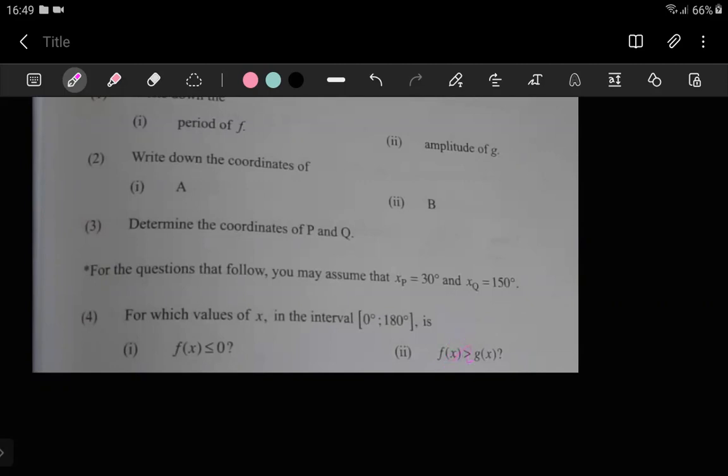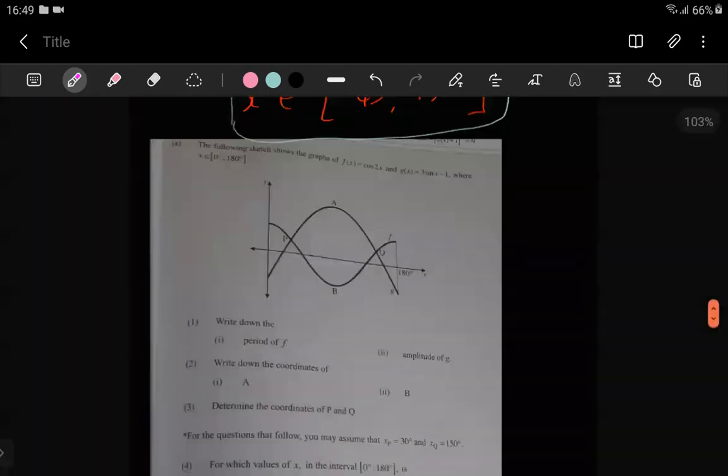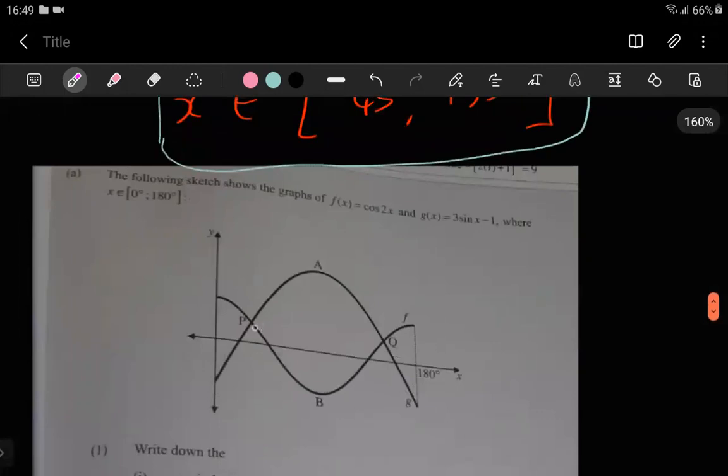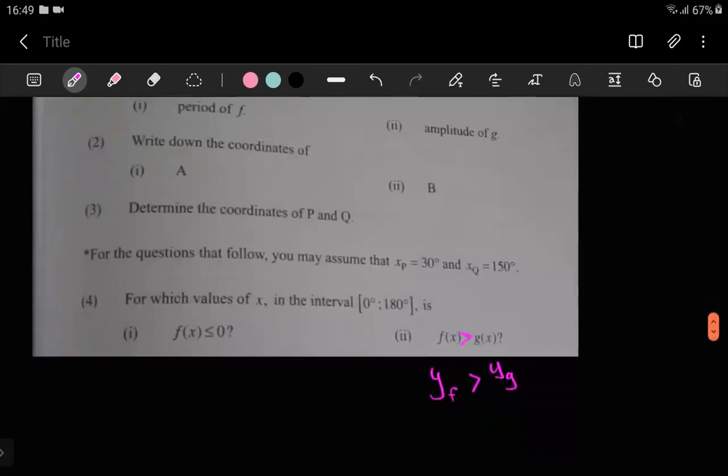So here they want you to work out where the y values of f are above the y values of g. Because that's what this means. Where are the y values of f above the y values of g? So if you look, the picture is showing you very nicely. They meet here and they meet there. Now we want cases where the values of f are bigger than the values of g.